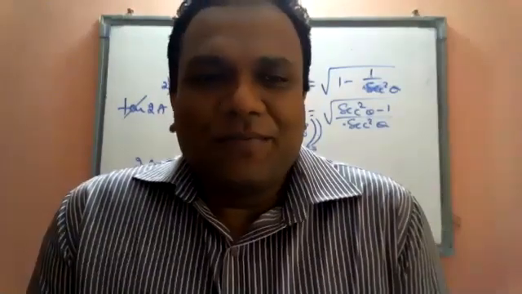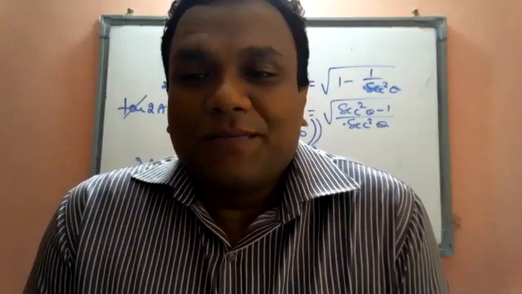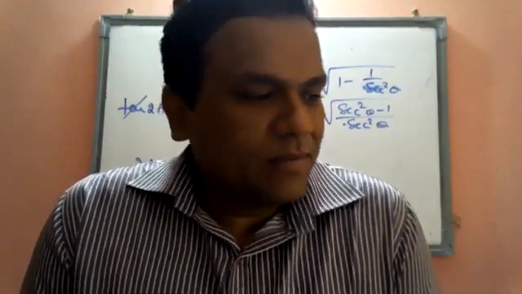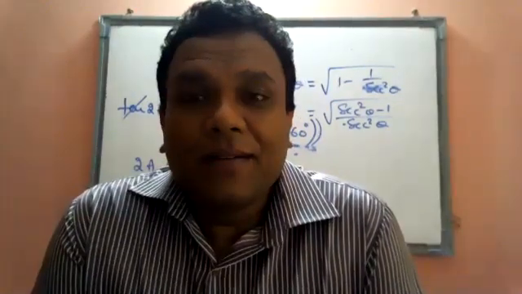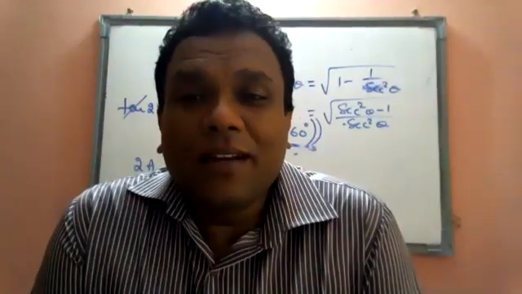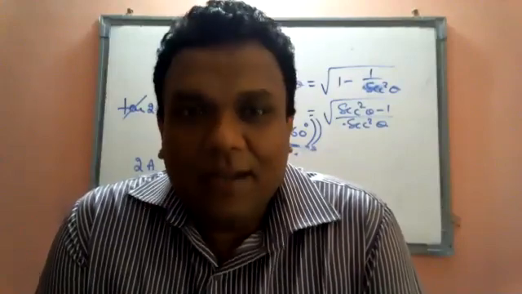Tan of a plus b. Tan of a plus b is equal to tan a plus tan b by 1 minus tan a tan b. Tan a plus tan b divided by 1 minus tan a tan b.